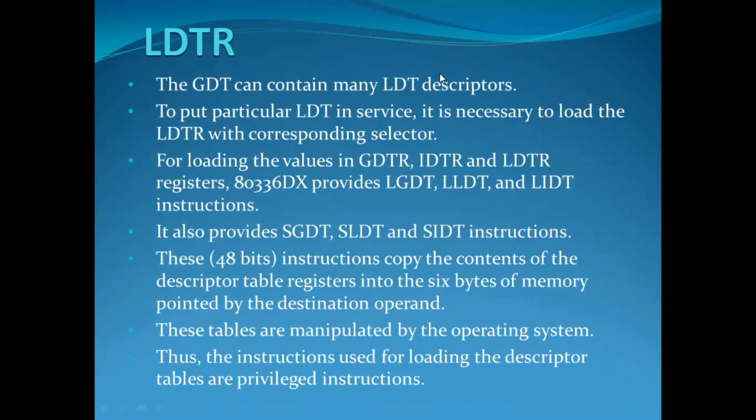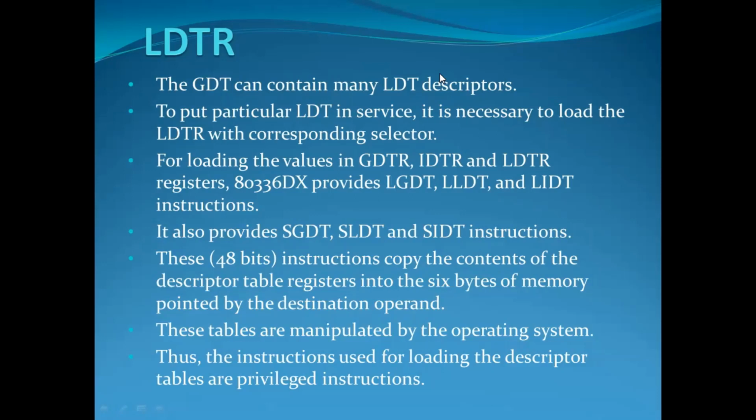The GDT can contain many LDT descriptors, as we see in the previous figure. To put a particular LDT in service, it is necessary to load the LDTR with the corresponding selector. For loading the values in the GDTR, IDTR and LDTR registers, the 80386 provides the LGDT, LLDT and LIDT instructions. These instructions are used to load the values of the GDTR, IDTR and LDTR. It also provides the SGDT, SLDT and SIDT instructions.